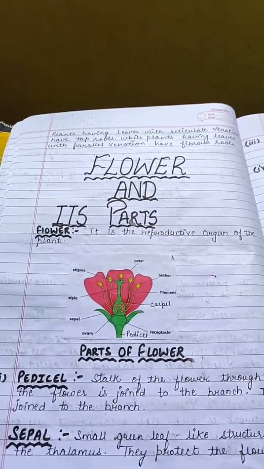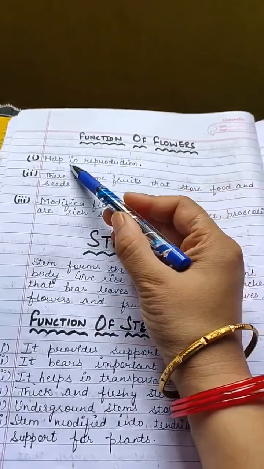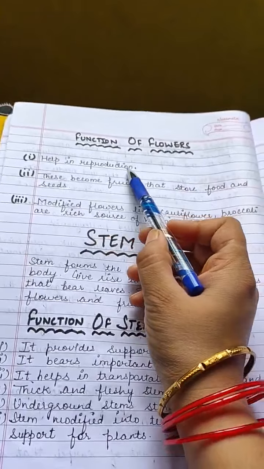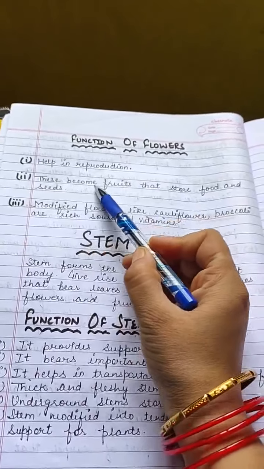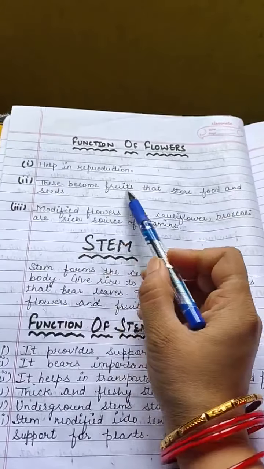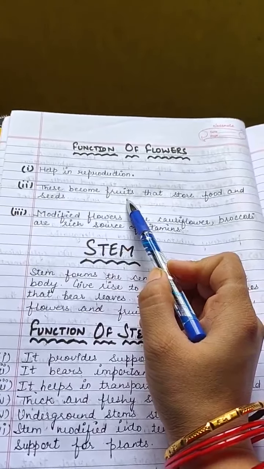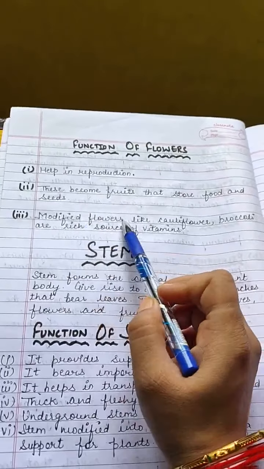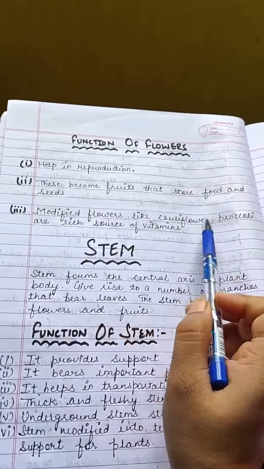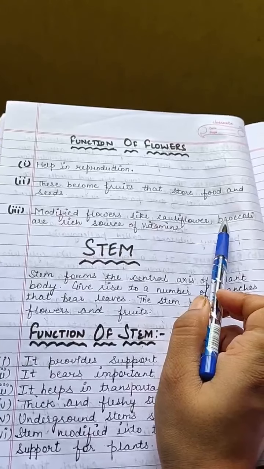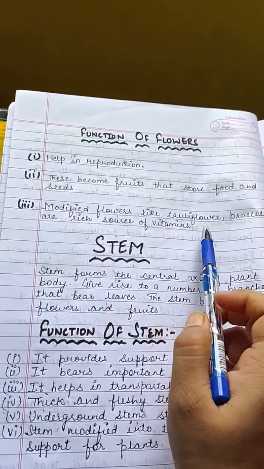Now there are several functions of a flower. What are the functions of a flower? Flowers help in reproduction, because flowers are the reproductive organ. These become fruits that store food and seeds. Modified flowers like cauliflower and broccoli are a rich source of vitamins. These cauliflower and broccoli are modified flowers which are also considered vegetables, and they are rich in vitamins.